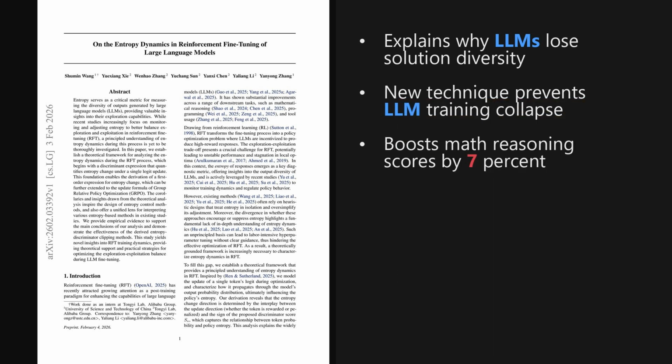I'm Alex. Today we're looking at a paper from the Hugging Face trending list, published on February 3, 2026, about 6 days ago. It establishes a theoretical framework to explain entropy collapse during reinforcement fine-tuning, proposing a new control method that improved the Qwen 2.5 model's average score on the AIME24 benchmark from roughly 17 to nearly 20. The paper is titled, On the Entropy Dynamics in Reinforcement Fine-Tuning of Large Language Models.